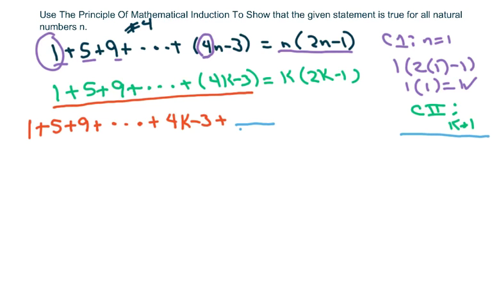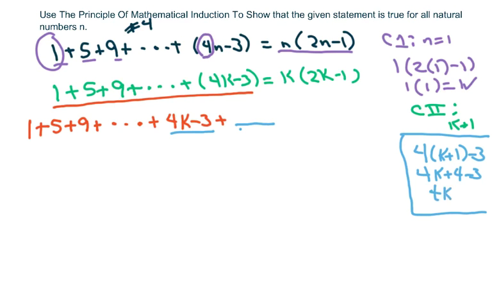I'm going to show you 2 different ways to do it. Basically, the way you usually do it is you take the previous term, and everywhere there's a k, put k plus 1 minus 3. So it's 4k plus 4 minus 3. That's going to be 4k plus 1. So our next term is 4k plus 1.